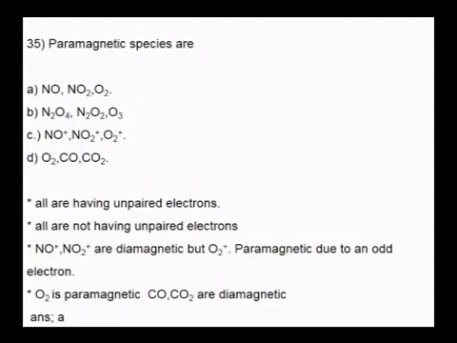That is, when 1 electron is present, or 2 or 3 unpaired electrons are present in the species, then they are called paramagnetic substances. So, let us see in the first option NO, NO2, O2. NO has 7 plus 8 is equal to 15 electrons.